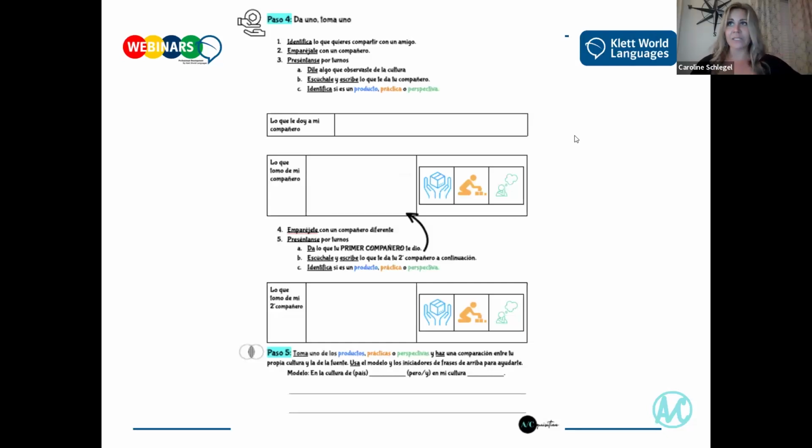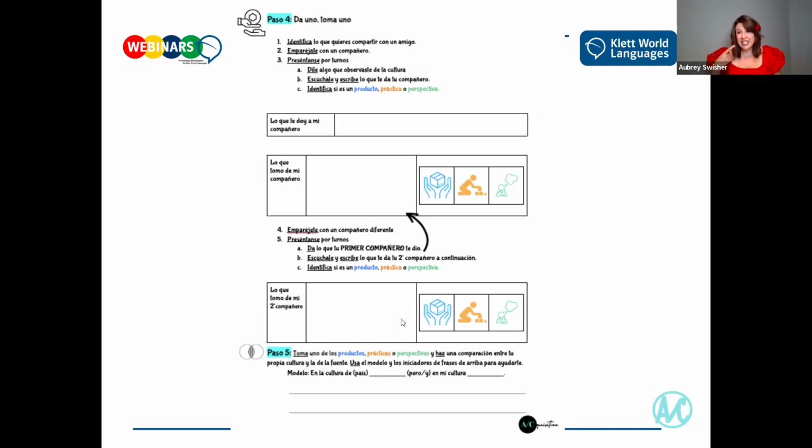They're going to find a partner. They're going to share the thing, right? They are going to write down what their partner shares with them in this second box right here. And they're going to identify whether it was a product, practice, or perspective that they shared. Then they're going to find another partner and they are going to share what their partner told them. So they're not sharing their original idea. They're sharing what they got from their partner, right?